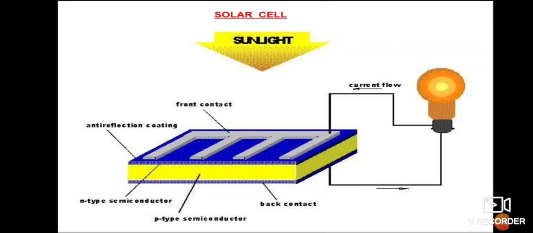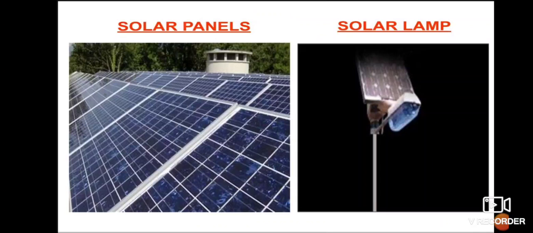Here we call them solar cells. The parts are the front contact, anti-reflection coating, N-type semiconductor, P-type semiconductor, and back contact. These are all the important parts of the solar cells. Now look at the figure. These are established on the roof of your house, buildings or stadiums. These are called solar panels. These panels have a number of solar cells.